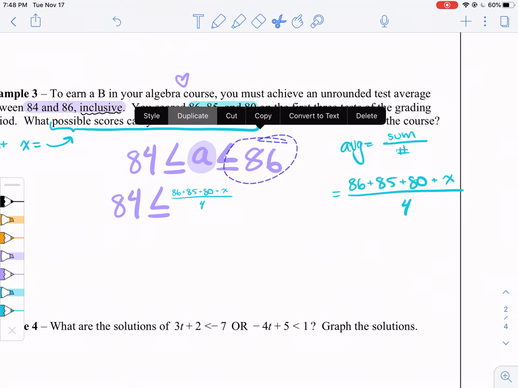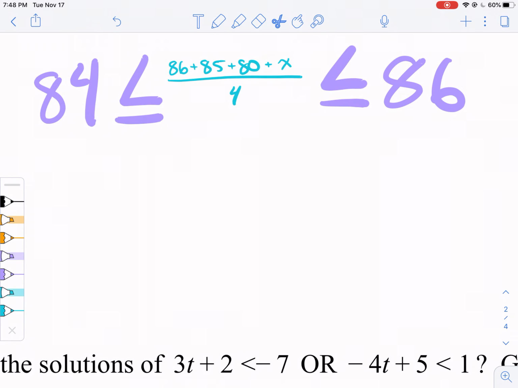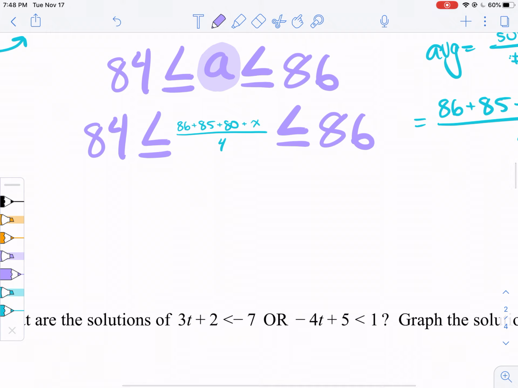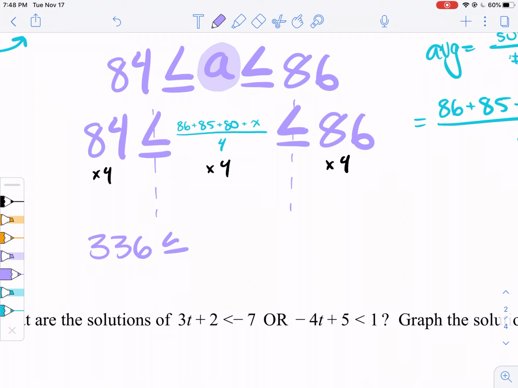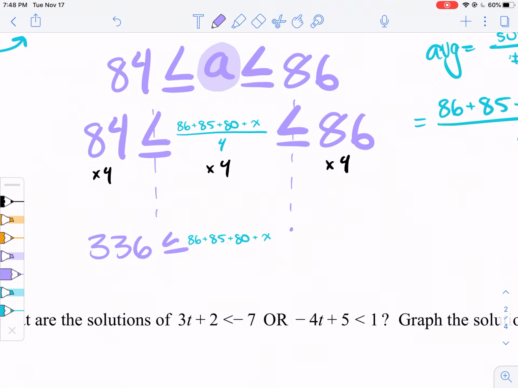So we know that whatever that number is going to be is going to fit in there. Oof, you guys, this is really complicated. To make our lives a little bit easier, I'm going to multiply each part of our inequality by 4 just to get rid of this divide by 4 real quick. So I'll do this times 4, this times 4, this times 4. And that will give us 336 is less than or equal to this expression, less than or equal to 344.